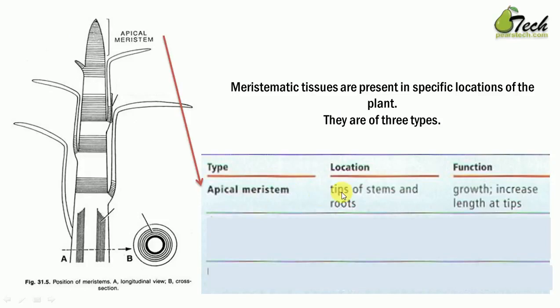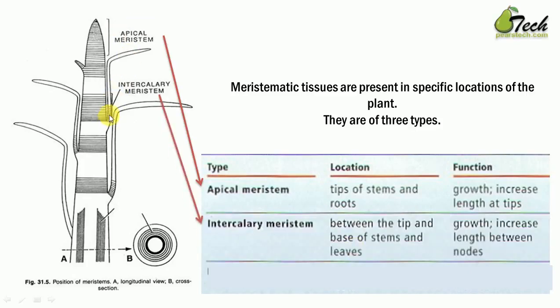That's called the apical meristem. At the tips of stems and roots, the apical meristem increases length at the tips. Now the second is the intercalary meristem. For the intercalary meristem, you see there is a node over here and it is dividing here. You clearly see that. This is the place where you find the intercalary meristem, between the tip and base of stem leaves. The base of the stem leaves is joined here to the main stem, and there the growth increases length between nodes.